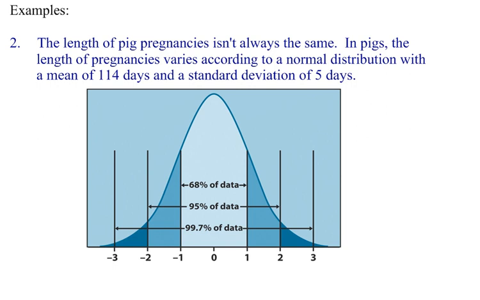So here, I'm going to put my mean as 114 days. That's going to go right here. 114 is my mean. And since the standard deviation is 5 days, to be one standard deviation away to the right, I keep adding 5. And then to the left, I would subtract 5.